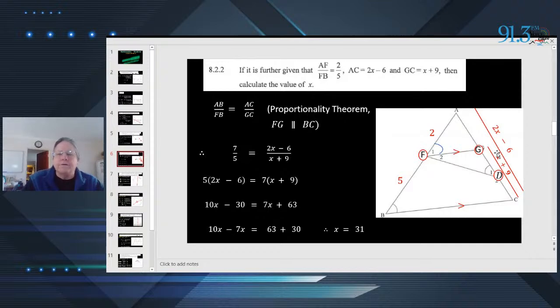Now, you should have known from the previous question, the 8.2.1, that if there's a triangle and you have parallel lines, and we've just proven that those lines are parallel, we are working with proportionality. We are working with a proportionality theorem. So you need to recognize that. So let's apply this theorem here.